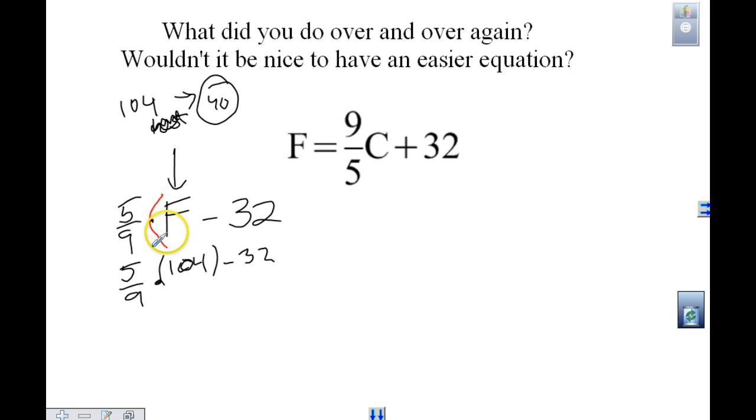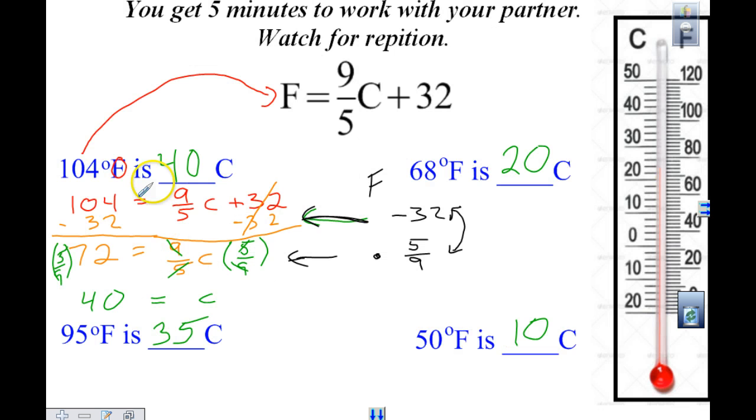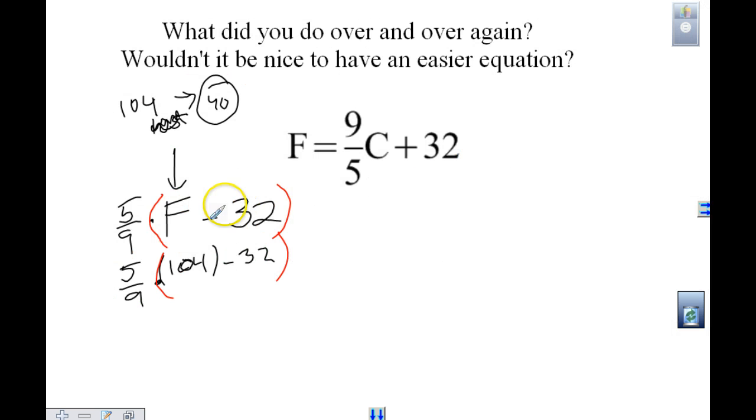Parentheses. So if I put parentheses around this, then if I plug in 104, I do 104 minus 32, then times 5/9. That's the same thing we did here. 104 minus 32 got the answer, then multiplied by 5/9. So the fact that we have to subtract 32 first lets me know I want to use parentheses, because parentheses always come first in order of operations. Gives you like a priority, what's first, what's second.